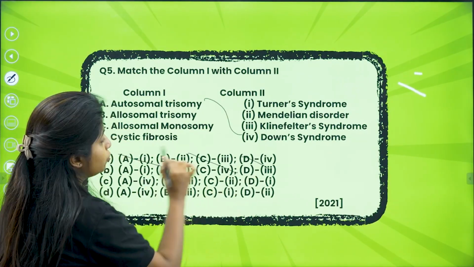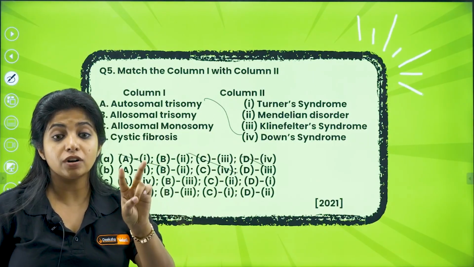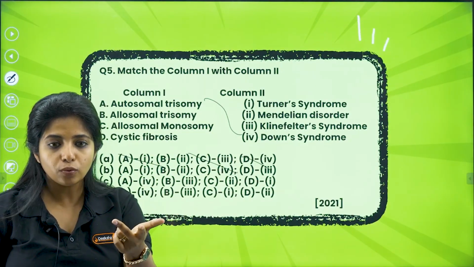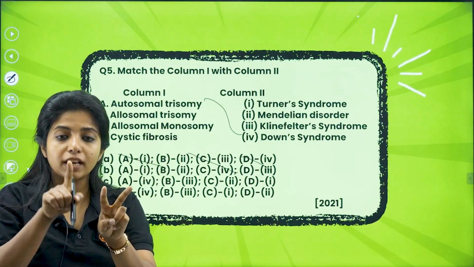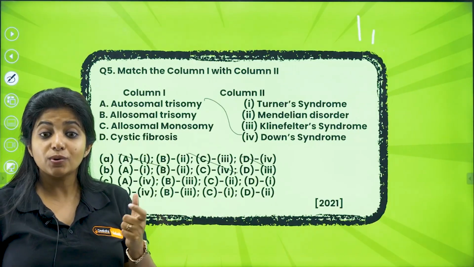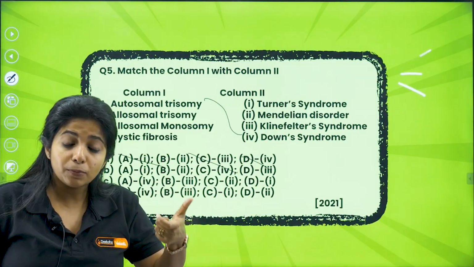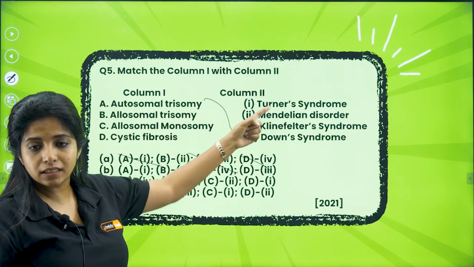Let me eliminate the other 2 options. Now, allosomal trisomy means sex chromosomes: instead of having 2, usually XX, or XY if it is a boy, one extra X chromosome is also coming. This is known as trisomy condition. And when it is happening with the sex chromosome, you call this allosomal trisomy. So, where do you see it among them?